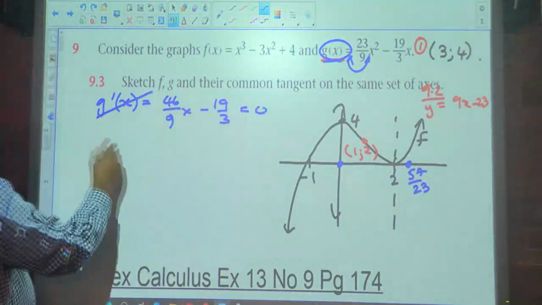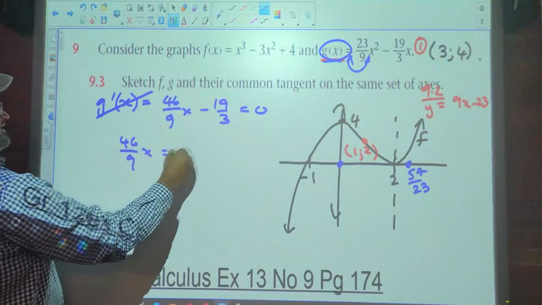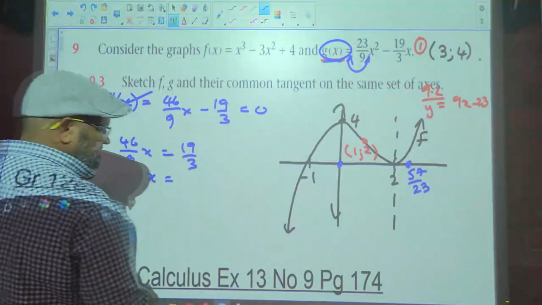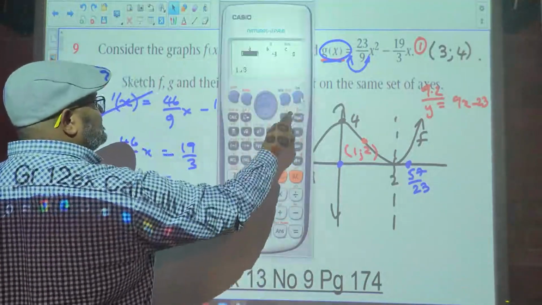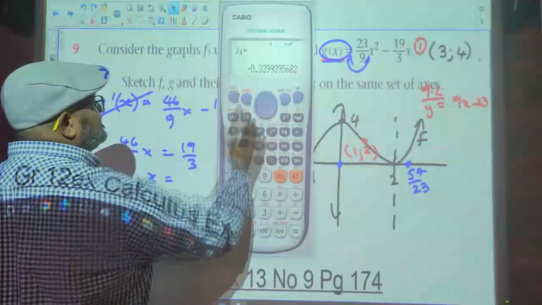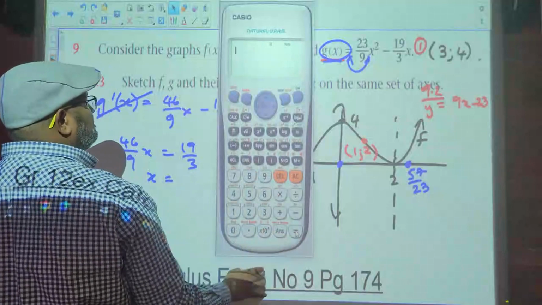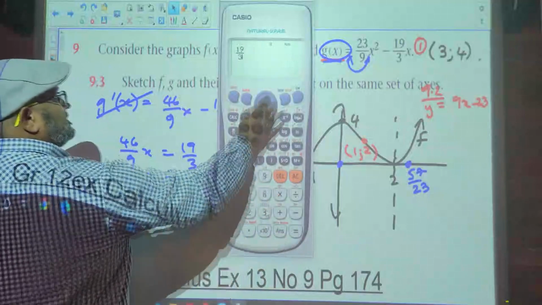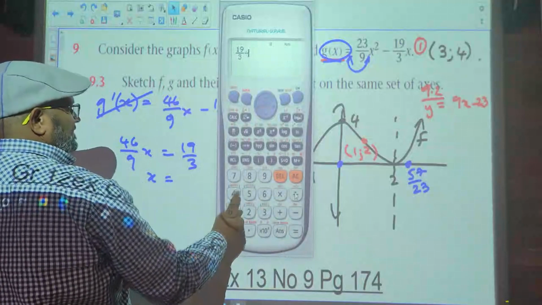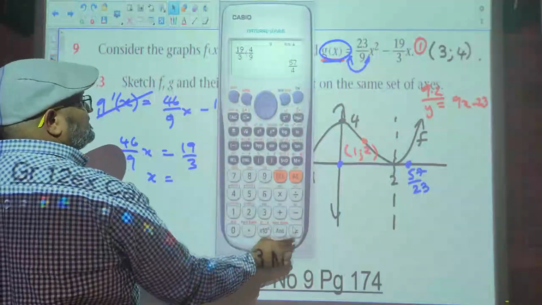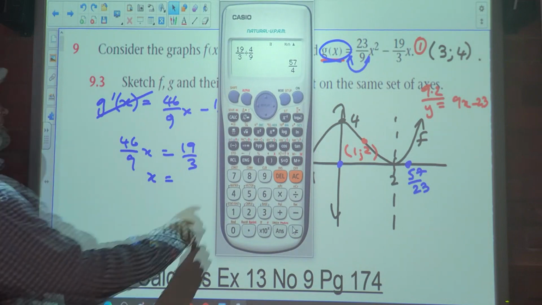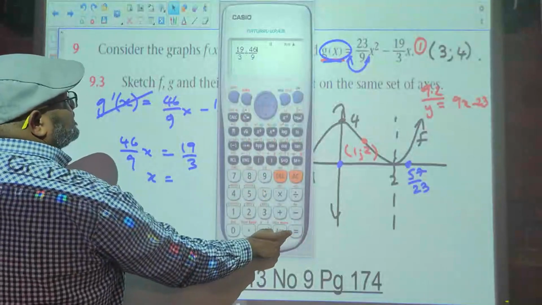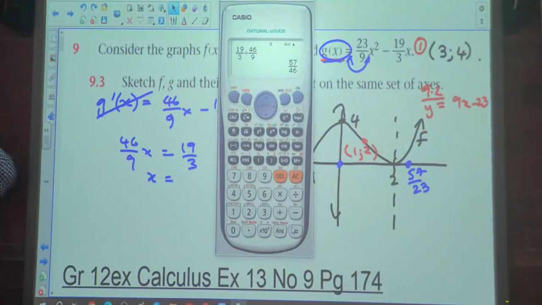Again, say that equal to 0: 46 over 9 x is equal to 19 over 3. So work out what x is. What am I doing different here? How do we normally work out turning point on the parabola? Minus b over 2a, not so? Is that correct? Minus b over 2a. So 46. Okay, so checking that looks a bit different.